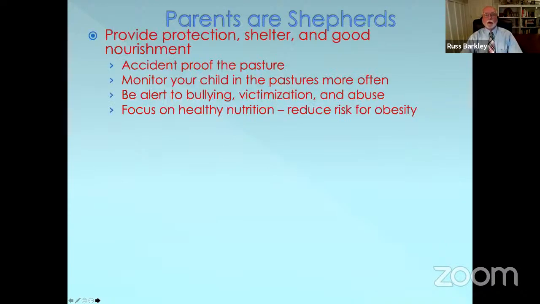Learn to provide good pastures, protection, nourishment, clothing, shelter. Accident proof your home. Monitor your child's pastures away from home. Who are they with? What resources do they have? What's out there I can take advantage of? Be alert to the fact that your child is much more likely to be bullied, victimized, and even abused by other individuals. So you have to really watch out for them and protect them from harm. And then, of course, focus on good, healthy routines and good nutrition within your family as well.